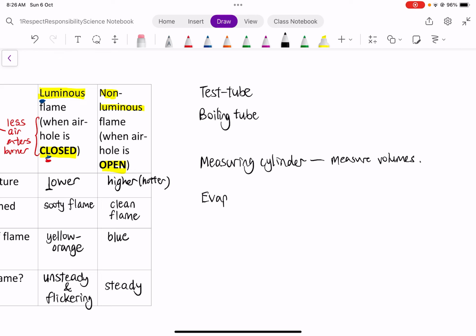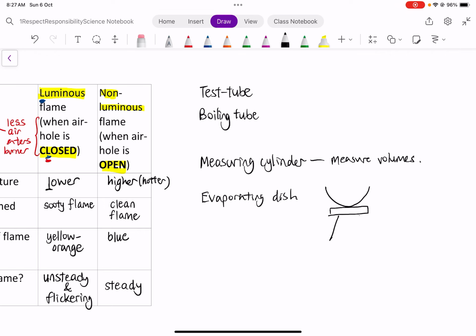We also have apparatus like the evaporating dish. The evaporating dish looks like that. The evaporating dish, as the name suggests, is for you to evaporate away some solutions. So for instance, if you have salt solution, alright, you will pour the salt solution into the evaporating dish to be evaporated to dryness.